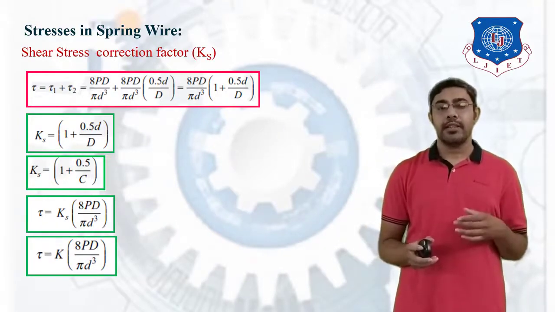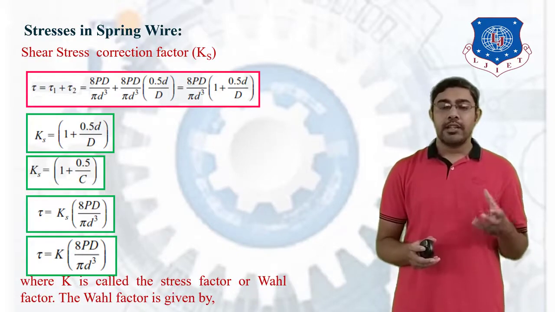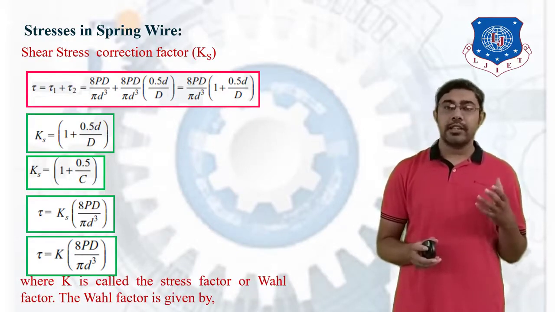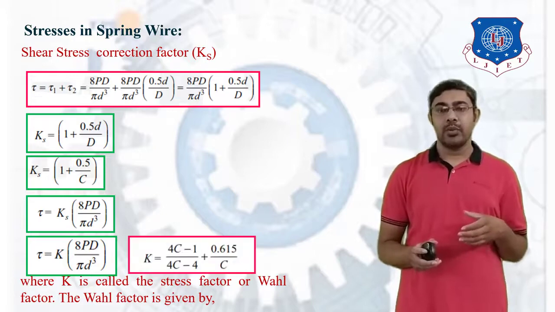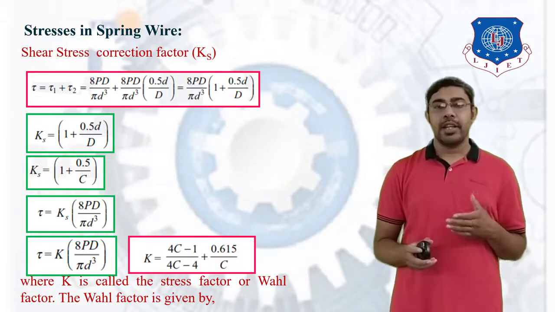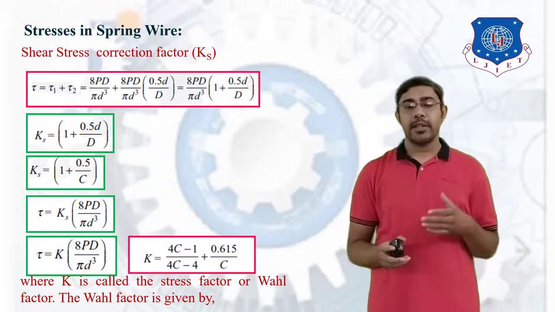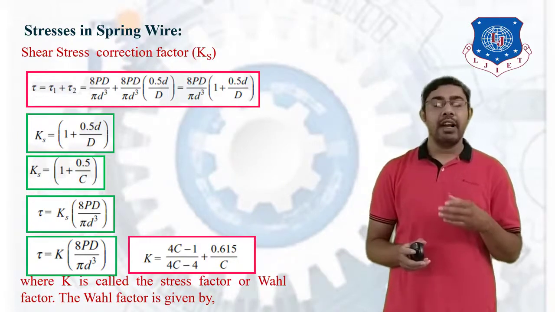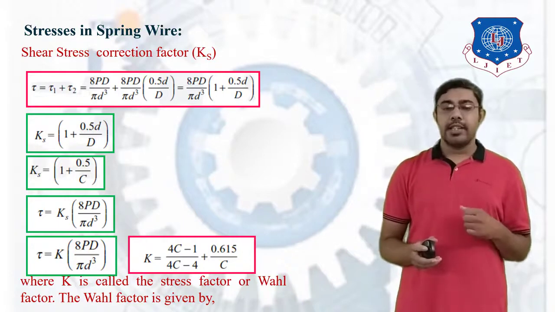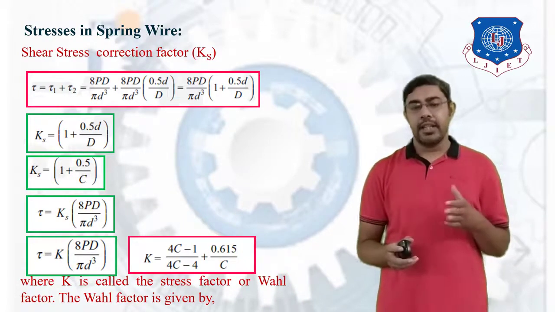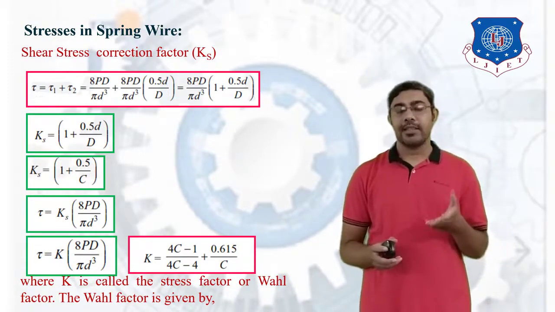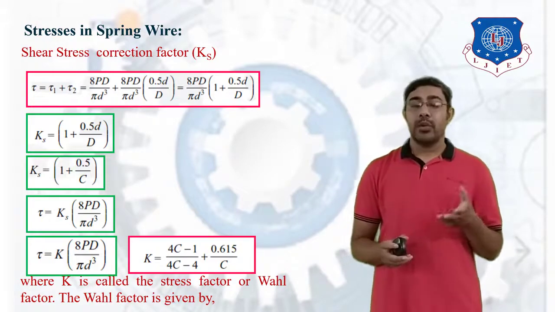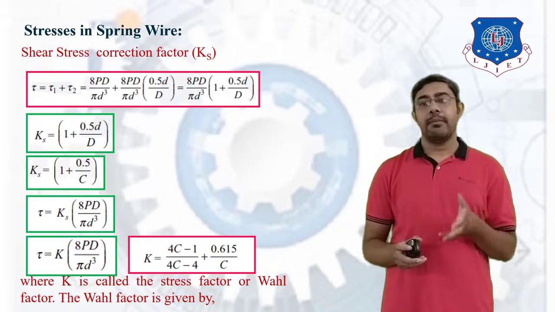Here K is the Wahl stress factor, and it is given by K is equal to (4C minus 1) divided by (4C minus 4) plus 0.615 divided by C. So this is the Wahl factor, and according to Wahl's equation tau is equal to K into 8PD divided by pi d cubed.